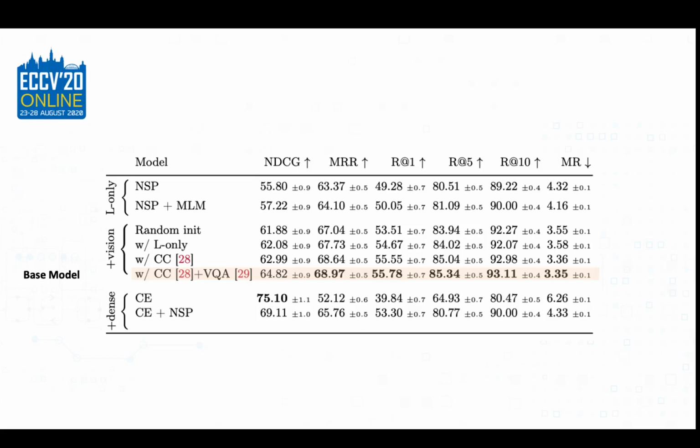We first note that our base model, pre-trained on both the conceptual captions and VQA datasets, does significantly better than the variant just pre-trained on conceptual captions. Therefore, training on VQA helps significantly. We also see that the base model performs much better than the model without vision and language pre-training, thus showing that pre-training on vision and language datasets helps significantly.